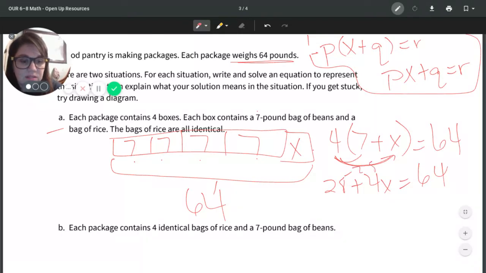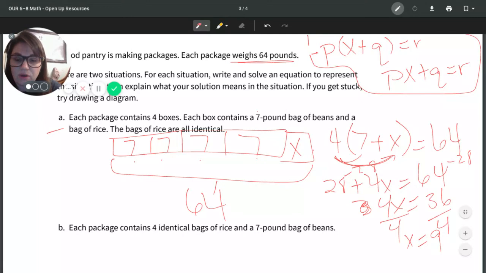So we still need to subtract that constant. And that gives us 4x equals 36. And then we'll divide by the coefficient. 36 divided by 4 is 9. So each of the bags of rice weighs 9 pounds. Okay.